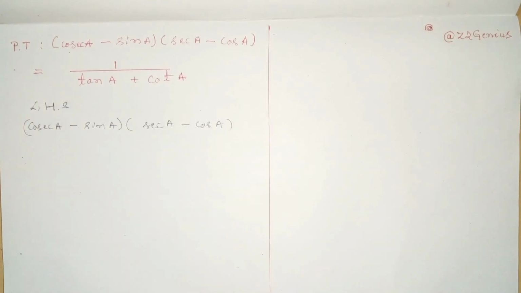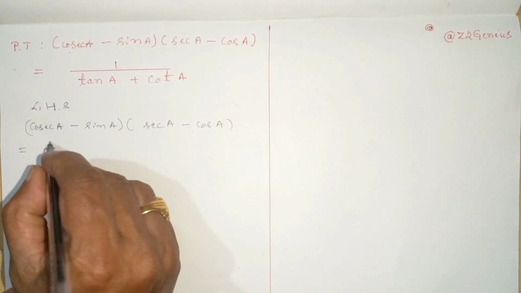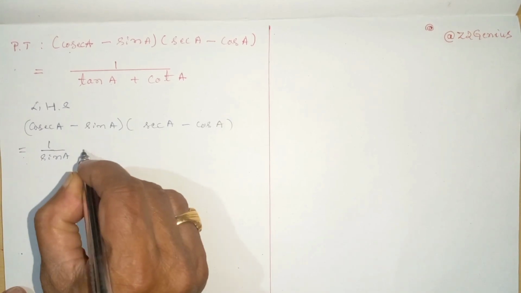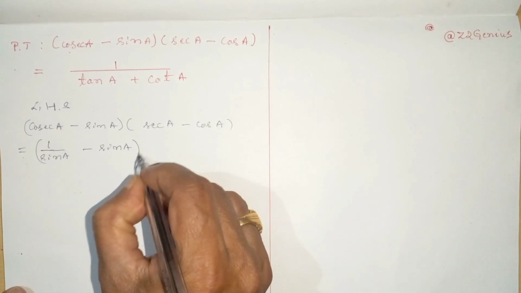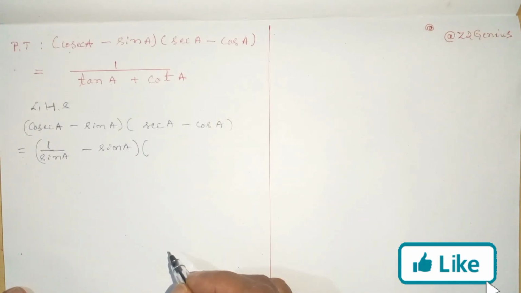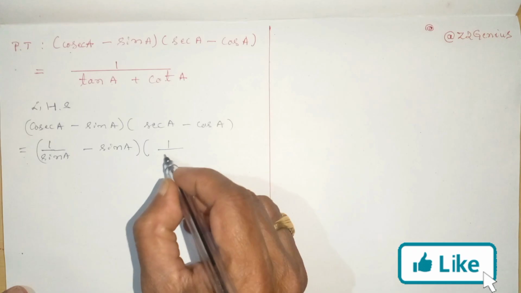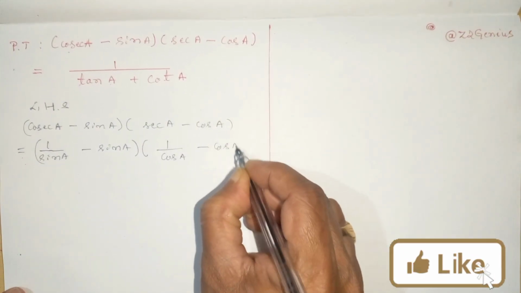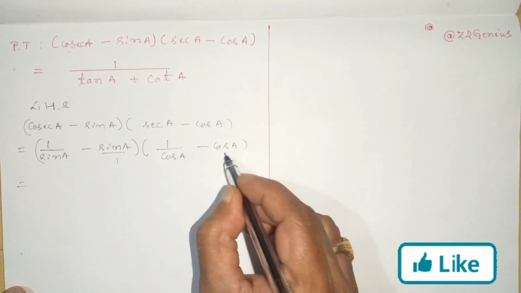Here cosec A is the reciprocal of sin A, don't forget. So I write that as (1 by sin A minus sin A), write as it is, close the bracket. Here sec A is the reciprocal of cos A, so that is (1 by cos A minus cos A), close that. Here nothing means 1.